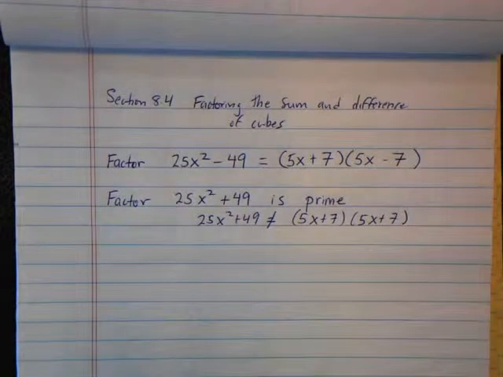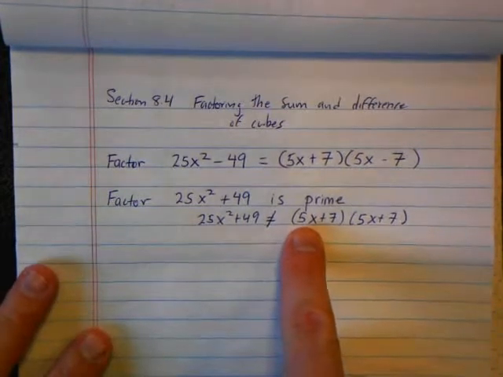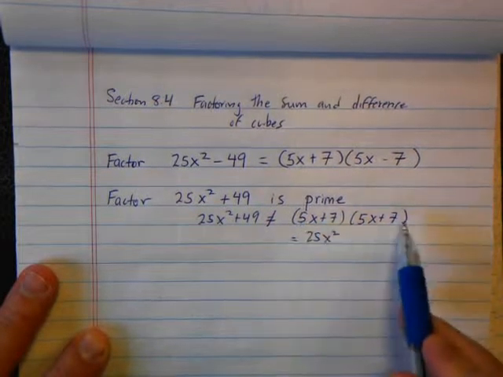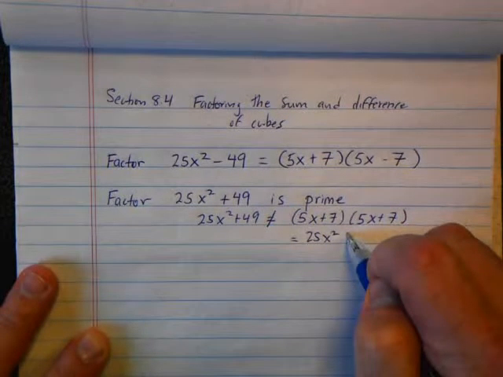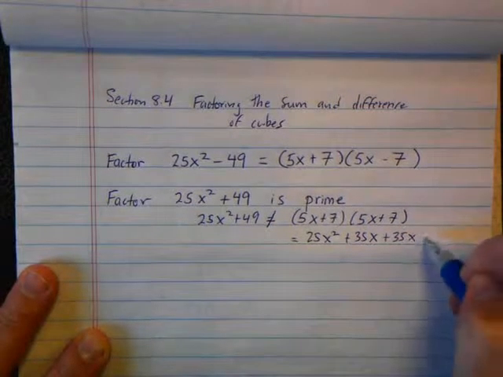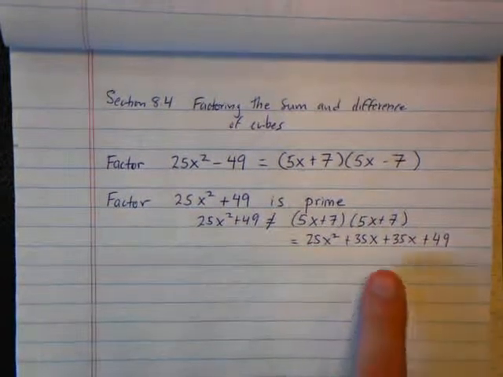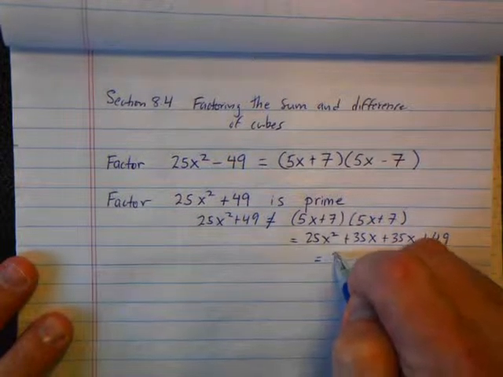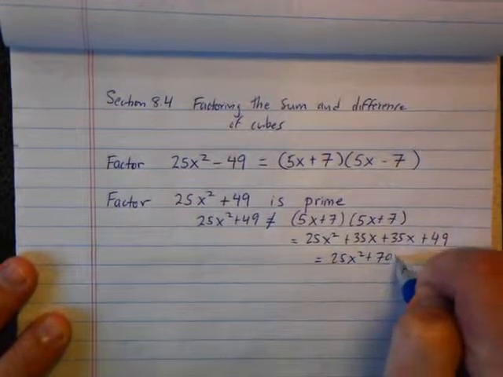But why is that wrong? There's no 14 in the problem. Wouldn't there have to be a 14 if there was plus 7 plus 7? You're on the right track, but it's not the right number. Do FOIL. What's 5x times 5x? 25x squared. You forgot you have to take the 5x times the 7. So you get a plus 35x. And then on the inside, you get another plus 35x. And then you get a plus 49. So you don't get a 14 in the middle, rather you get a 70x in the middle. So you get 25x squared plus 70x plus 49.